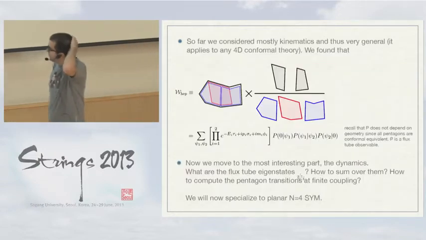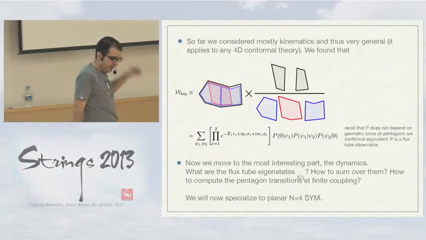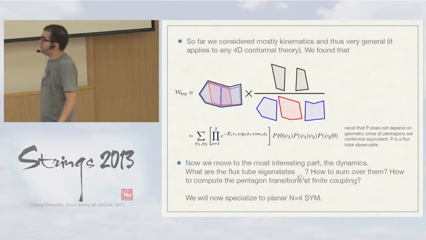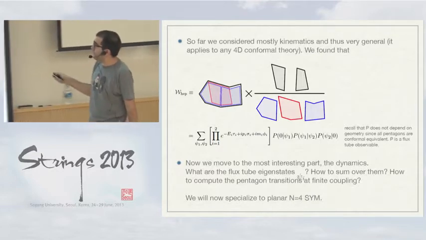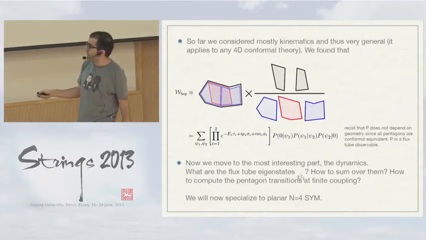So that's it. So basically what we said so far concerns mostly kinematics, and because of that, this is valid in any gauge theory, in any conformal gauge theory. And now we will specialize to N=4 super Yang-Mills. But what we found so far is that we have some Wilson loop that is nice and conformal invariant and finite and so on. And it's given by some explicit geometry and then some transitions.